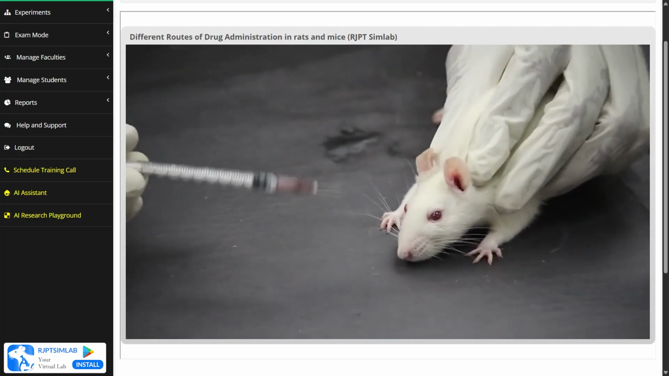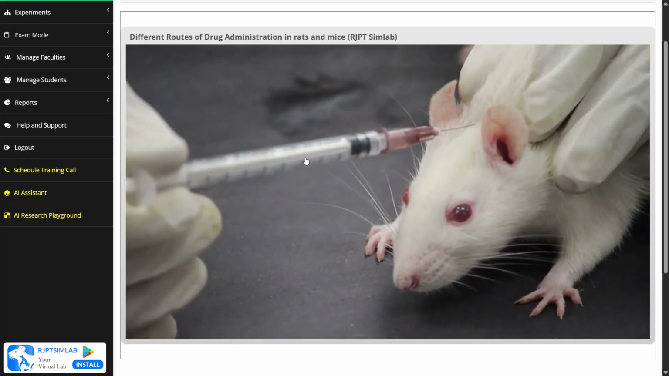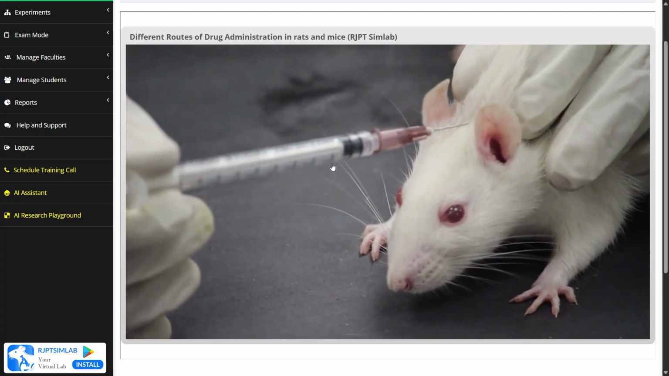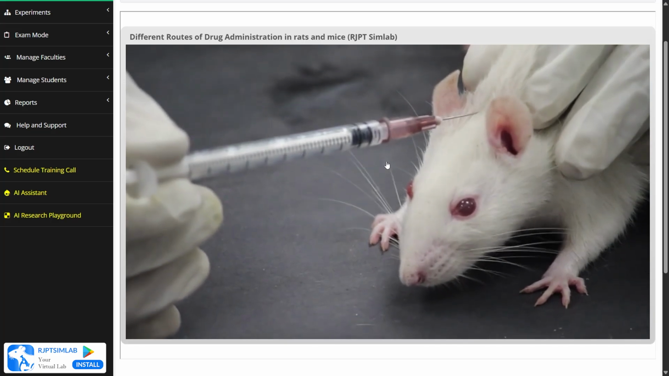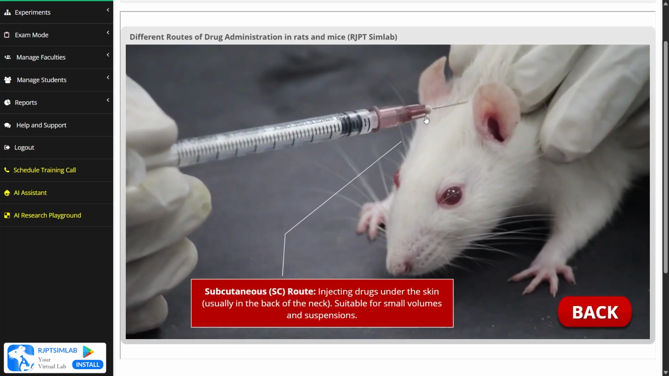The subcutaneous route involves the layers of the skin, which means we have to insert the drug between the layers of the skin with the help of a syringe and needle. As we can see, this is our syringe loaded with the drug, and we are inserting it with the needle between the layers of the skin of the rat. For this method, we have to gently hold the rat and elevate the skin. As we can see, we have elevated this layer of the skin so that the needle does not damage an internal organ and goes directly inside the layers of the skin.